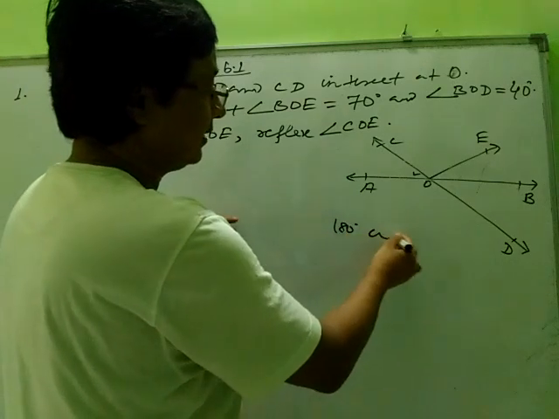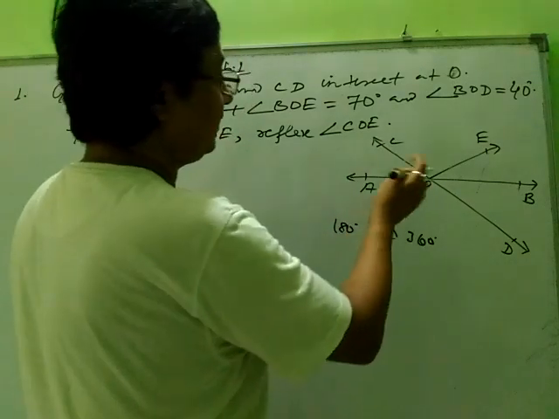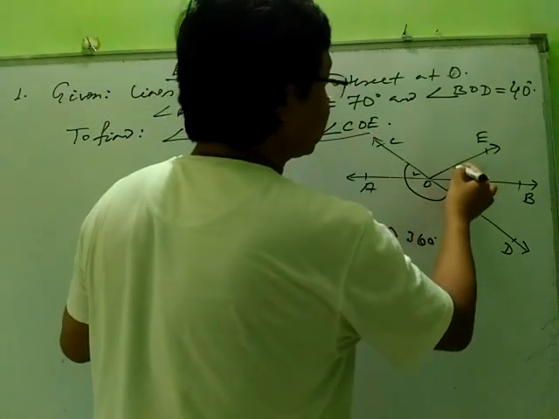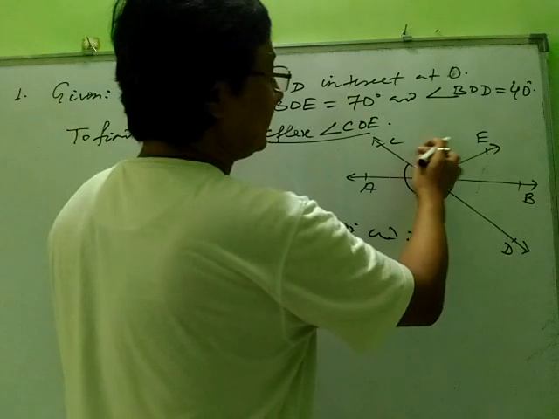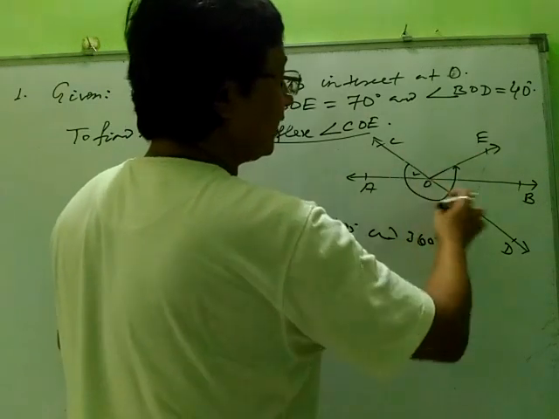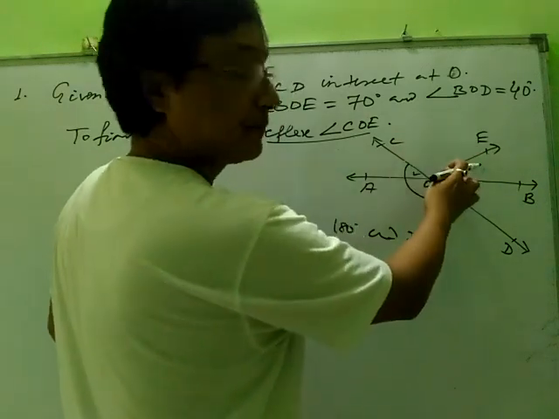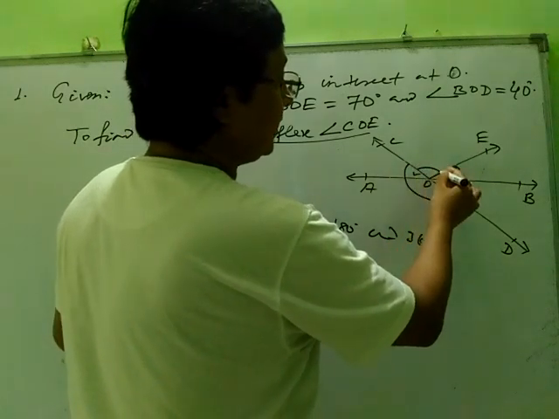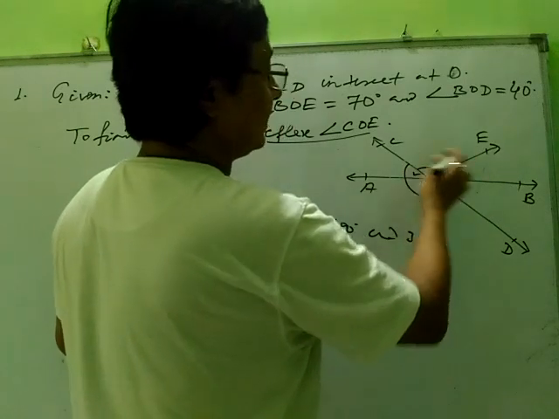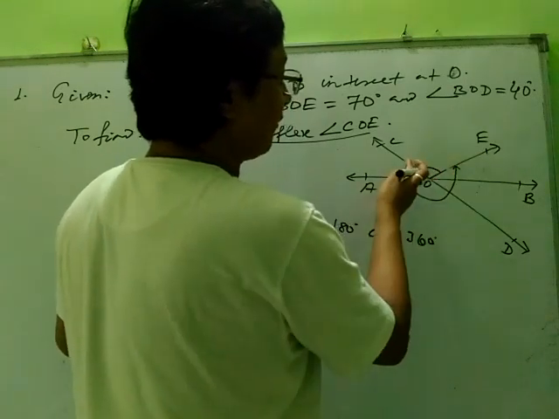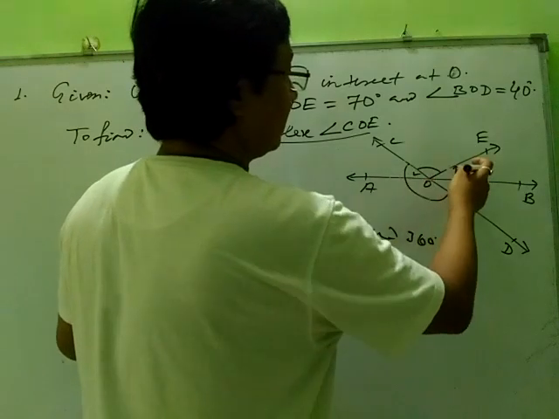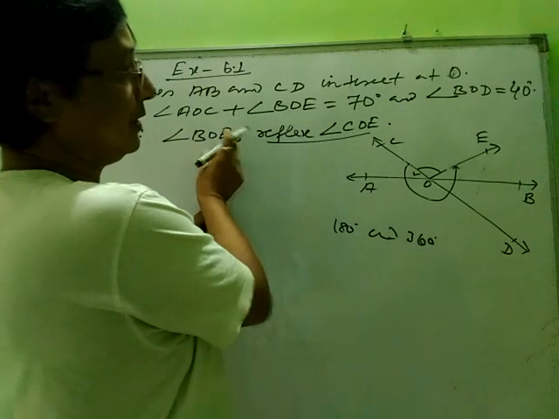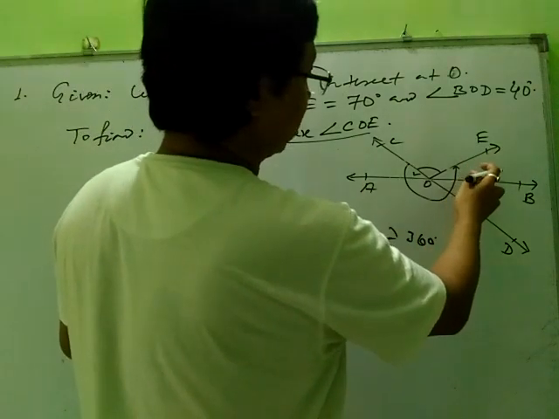because reflex angle COE means the angle that lies between 180 degree and 360 degree. So now if this one is reflex angle COE, that means you will deduct this from the complete angle, that is 360 minus this angle. So 360 complete angle minus COE, you will get reflex angle COE. That is, this is the reflex angle COE from here to here. So that is why you will find COE. Then BOE. So you will find BOE, this angle.